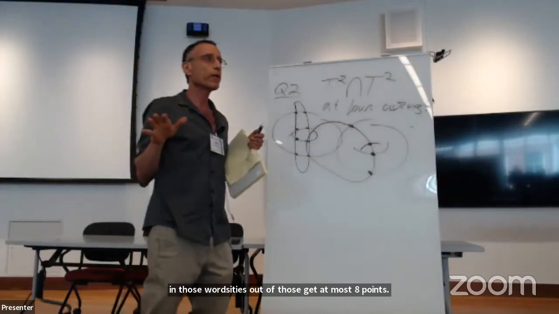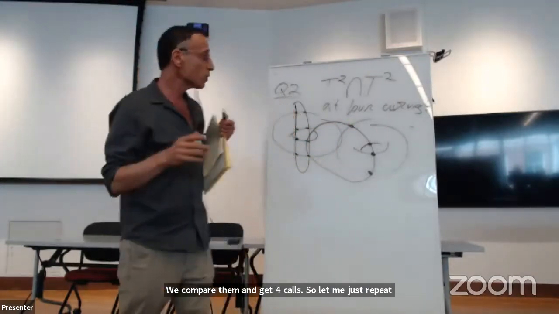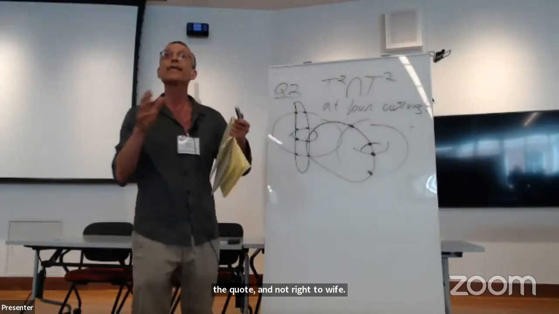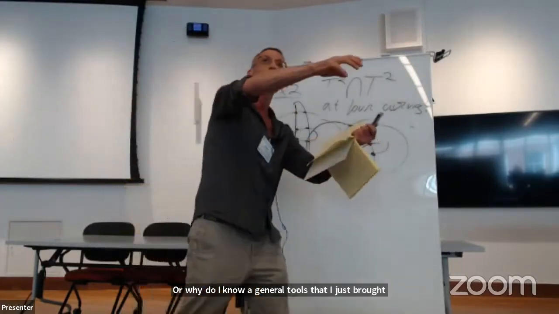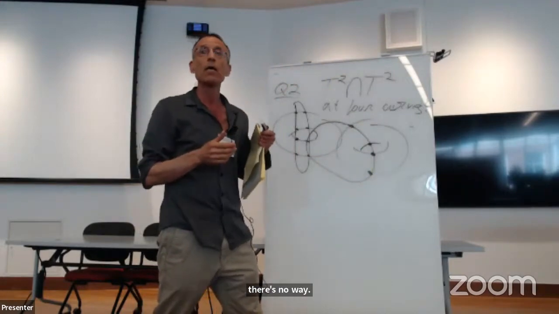So let me just repeat the question. Not right tori. For general tori, we know a general torus that I just plotted cannot be generated by rotating a sphere inside. There's no way. The cross-section is really thick.